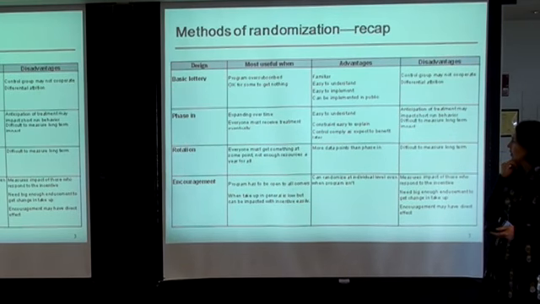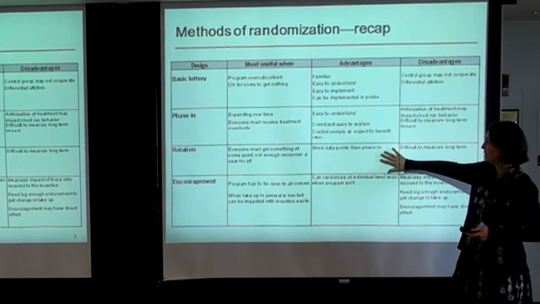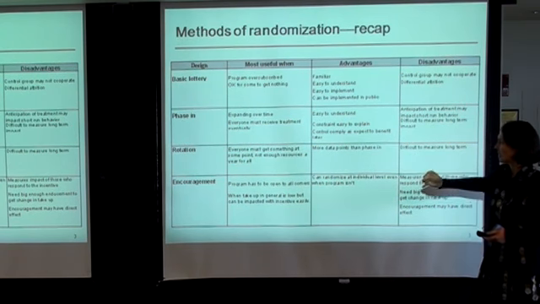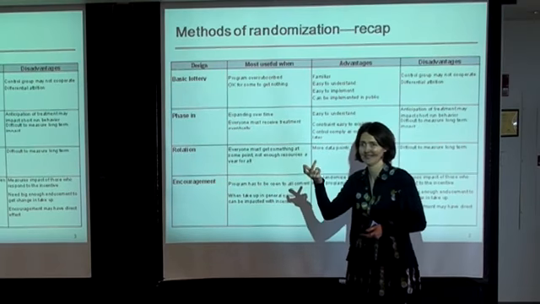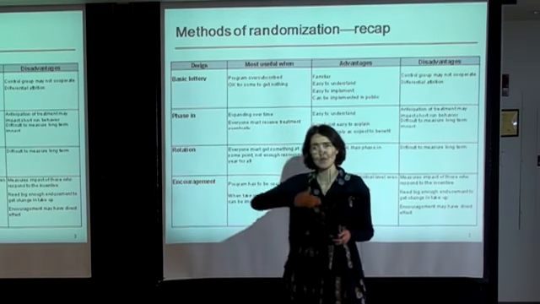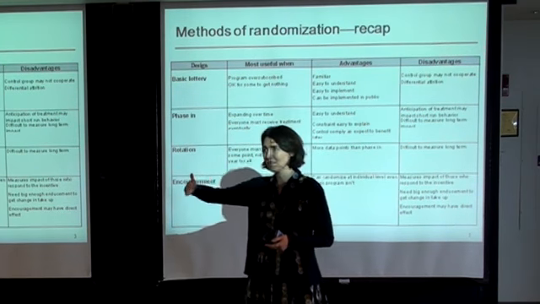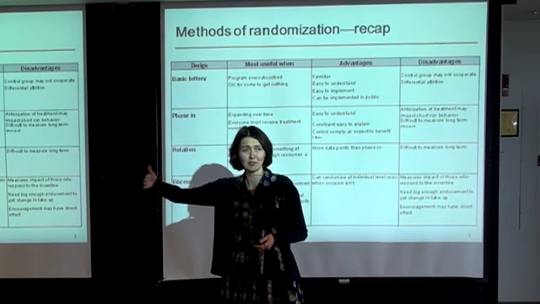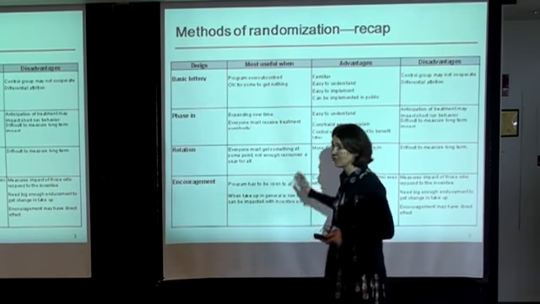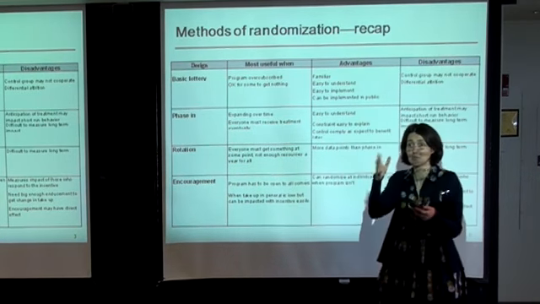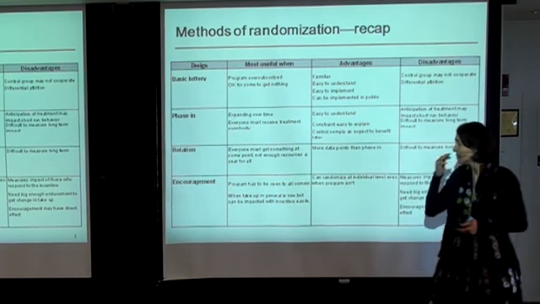So the rotation will give you more data points than the phase-in. Because the problem with the phase-in is over time, you're running out of controls. By the end, you don't have any controls left. Whereas with the rotation, you have some controls the whole time because someone's phased out.